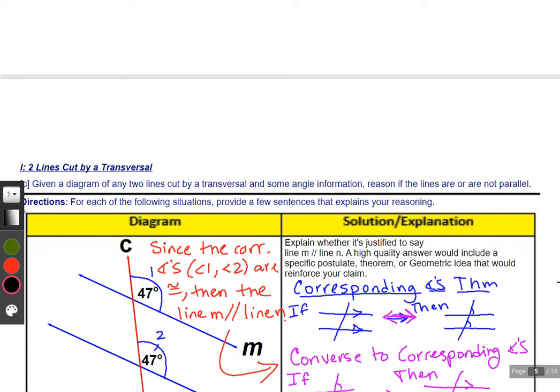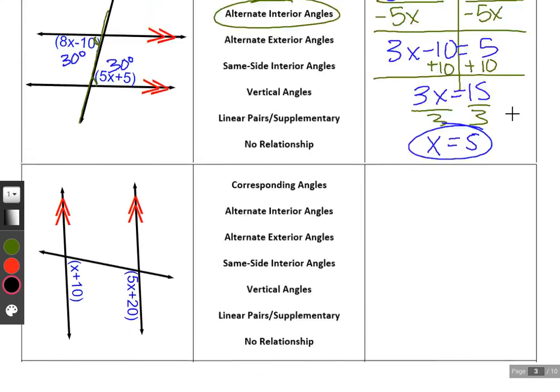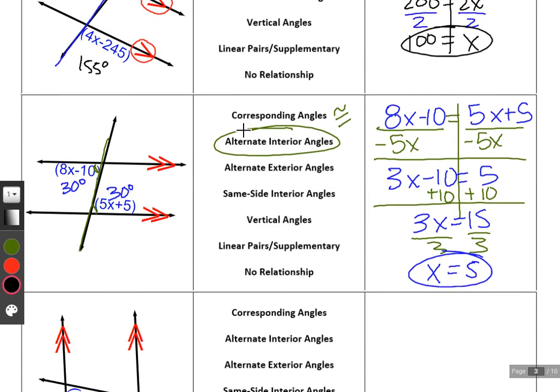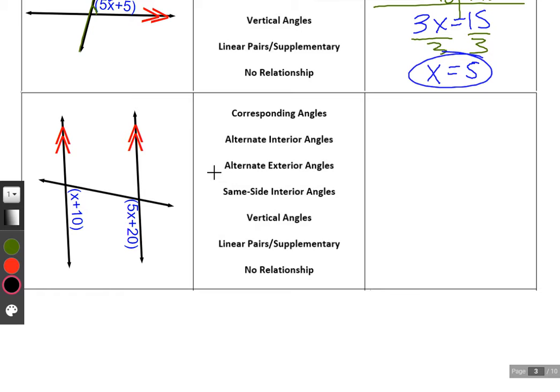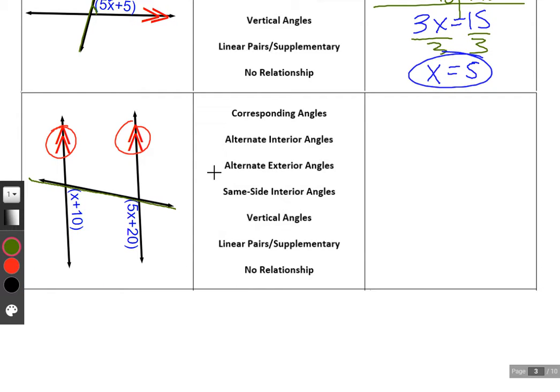Okay. Let's move on to page 2. The whole point of page 2 was that once we made the lines parallel, then we could actually do some solving with them. This is just example number 3. So when we establish that we have parallel lines, and we establish that they are cut by a transversal, knowing these angles are same side interior now gives us a little bit more to work with.